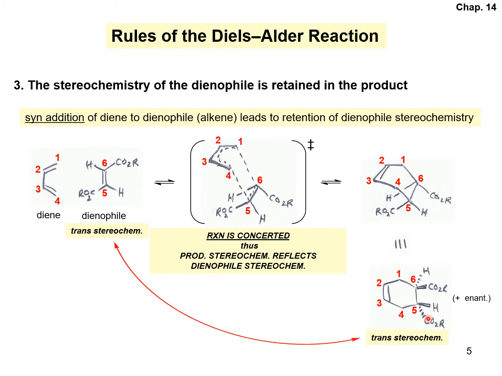So you can more clearly see here that the stereochemistry, the trans stereochemistry of the dienophile, was carried through in the 6-membered ring product, where the two ester groups are trans to each other on the newly formed ring.